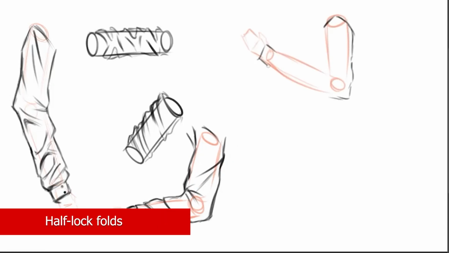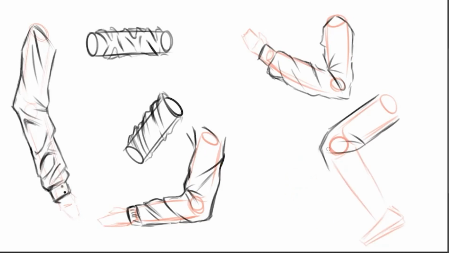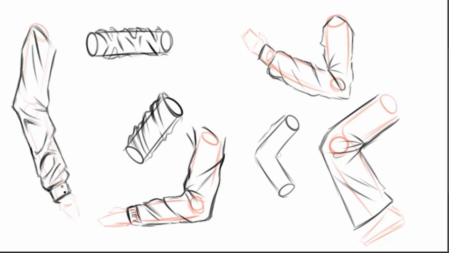Finally, we have the half loop folds. These are very prominent in most types of clothing, specifically in joints such as knees and elbows. These start from the point where the bending occurs and then flow from there. One side is compressed and the other side is stretched. Folds start from the compressed part and flow to the stretched part.